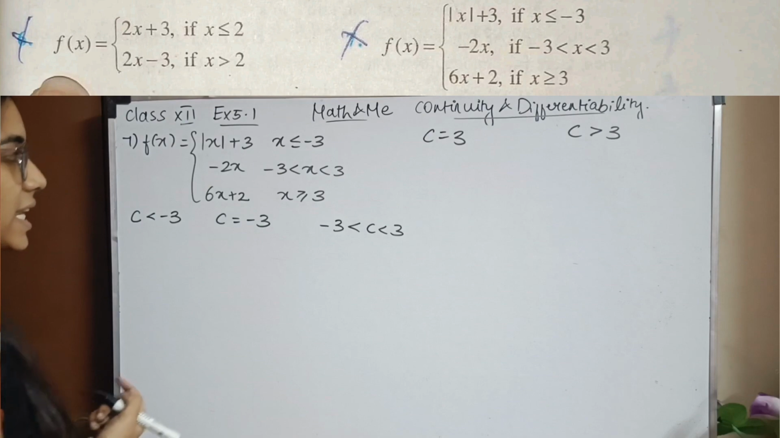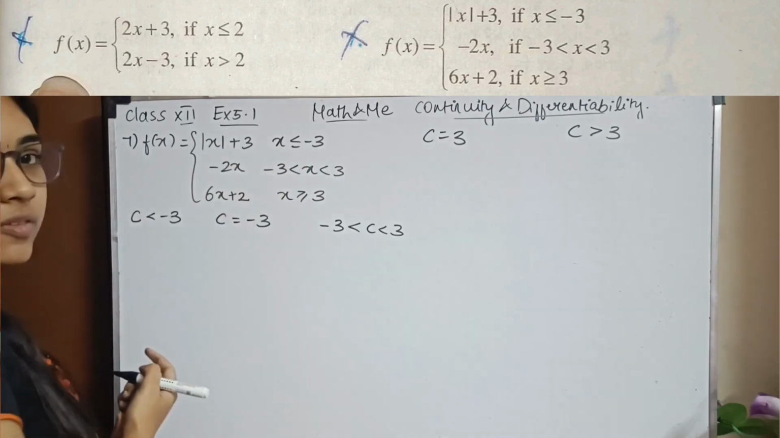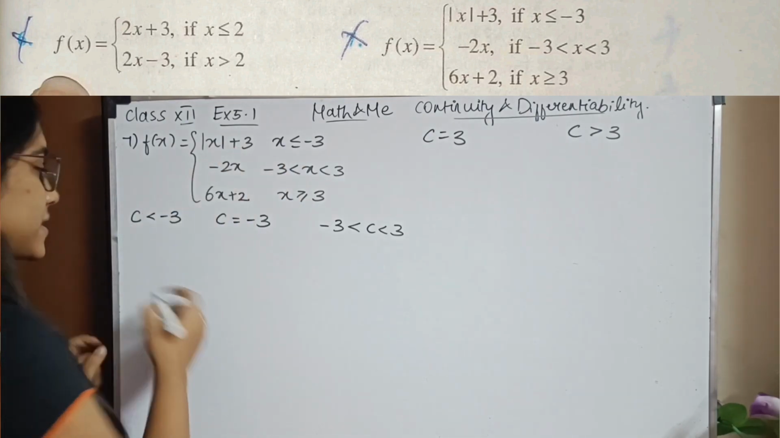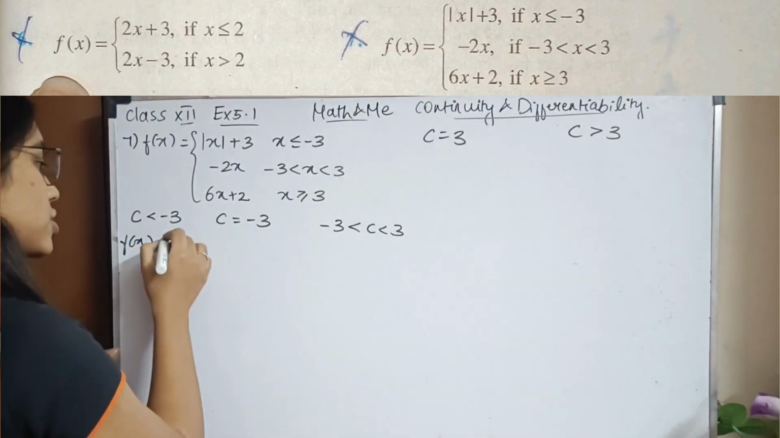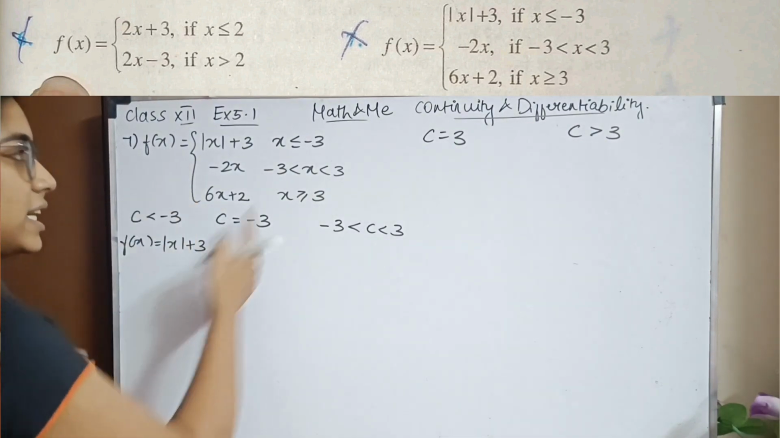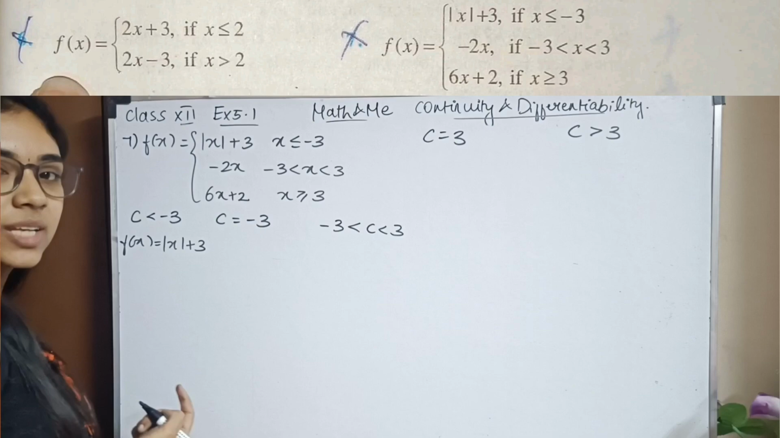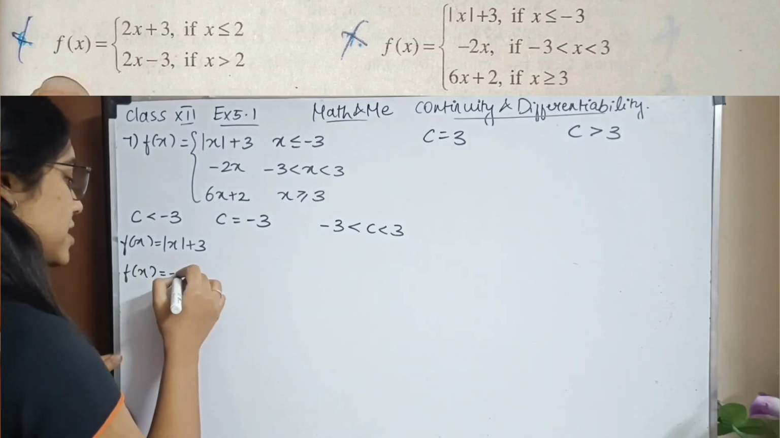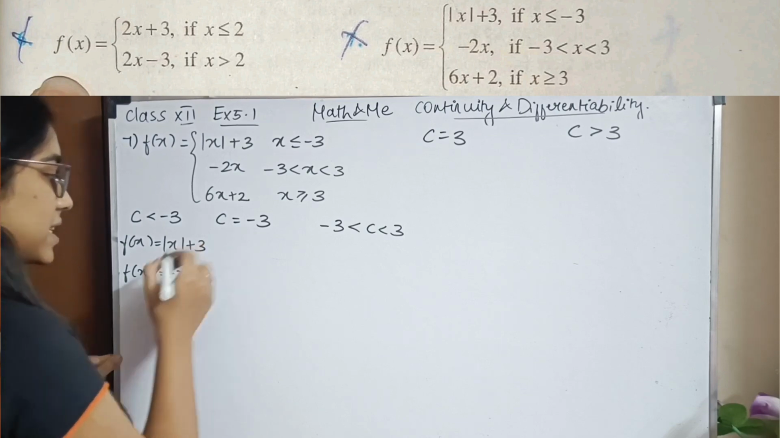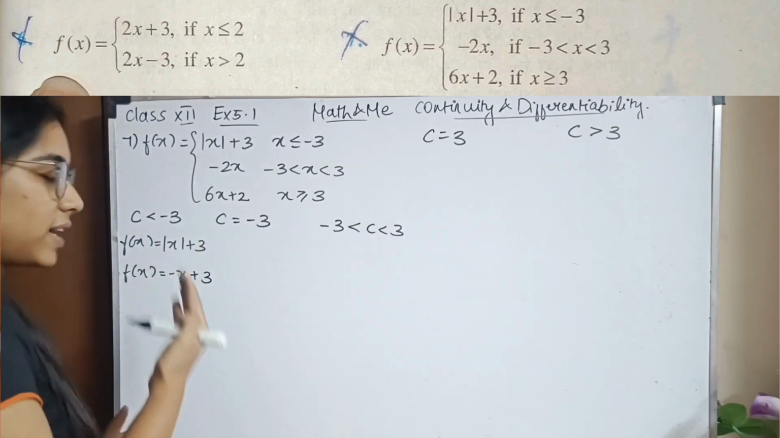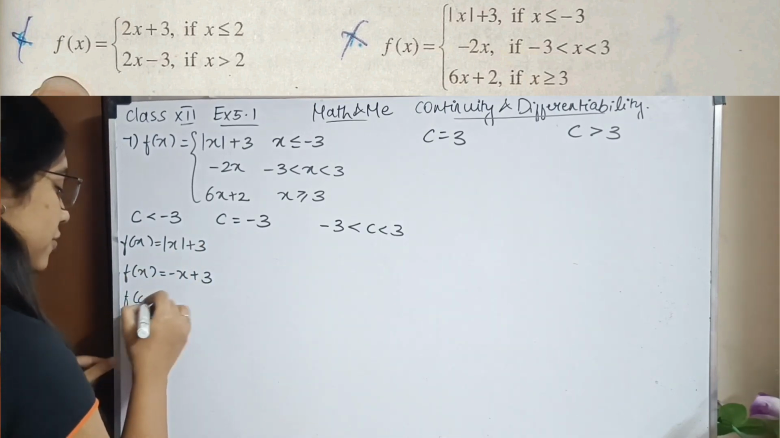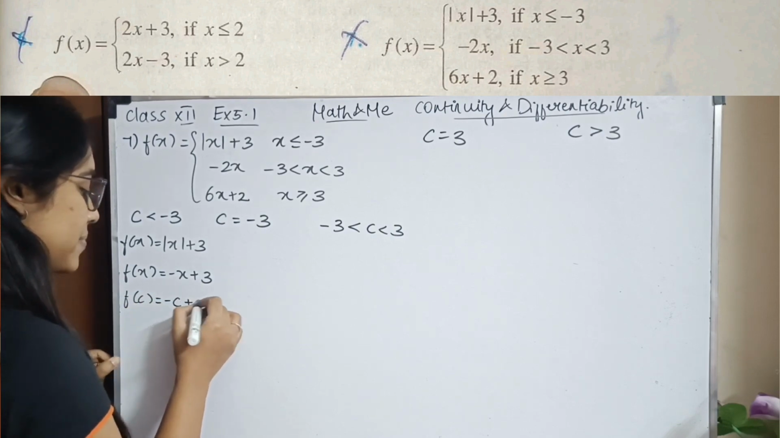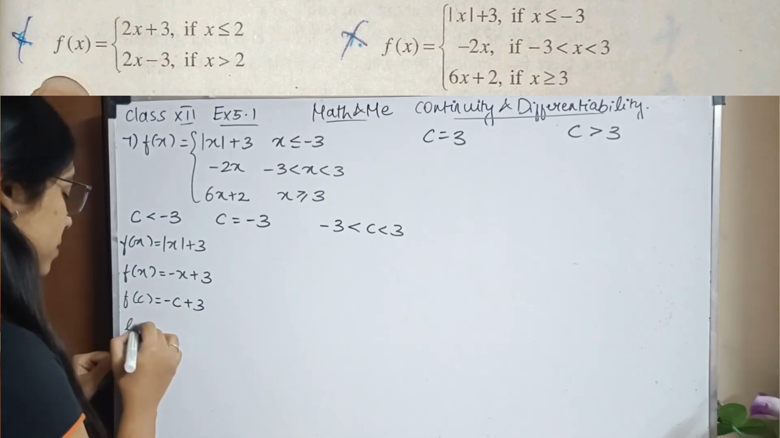Now, first case c less than minus 3. Less than minus 3, what is f of x? It is going to be mod x plus 3. So, this is my f of x, which is mod x plus 3. Less than minus 3, what value does mod x take? It will take the negative value. So, f of x is minus x plus 3. Mod x is going to take all the negative values, so it will be minus x. So, f of c is going to be minus c plus 3. Correct? Now, what is my limit?